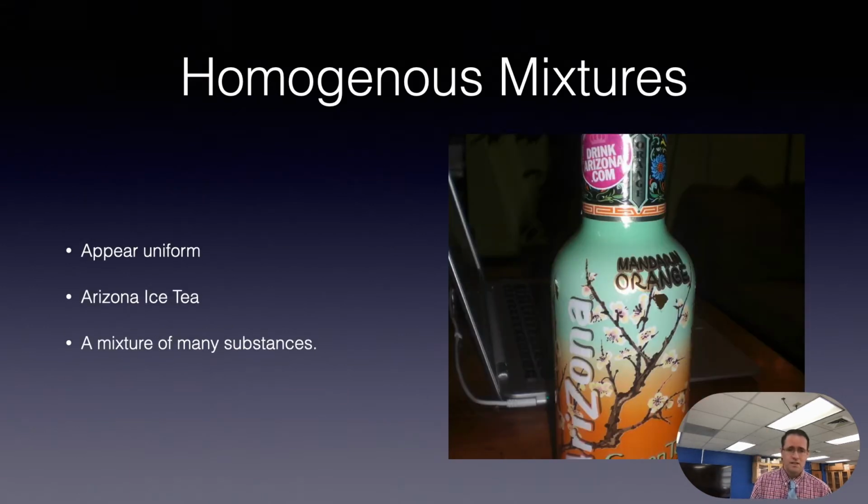Another example of a homogeneous mixture is iced tea. This particular iced tea is Arizona mango orange iced tea. I think it's a green tea iced tea. Now, this particular iced tea is a very complicated mixture of green tea, natural orange, tangerine, jasmine, honey flavors, and like a ton of other stuff in there if you read the ingredients. So, of course, it's a mixture. Now, when you open this and pour it into a glass, it looks uniform throughout. You don't need to stir it or something like that, okay? So this is a perfect example of a homogeneous mixture.